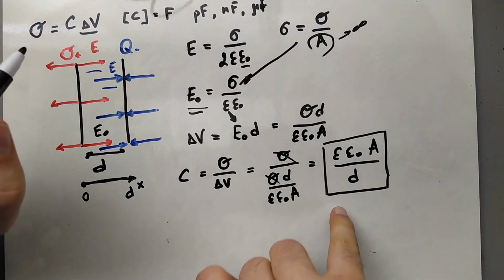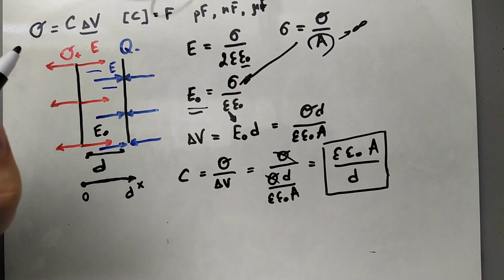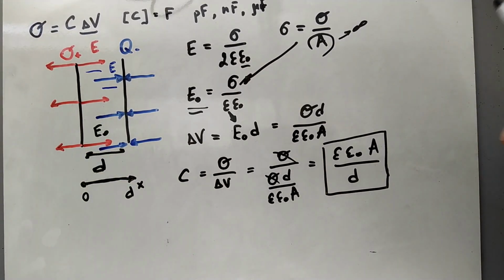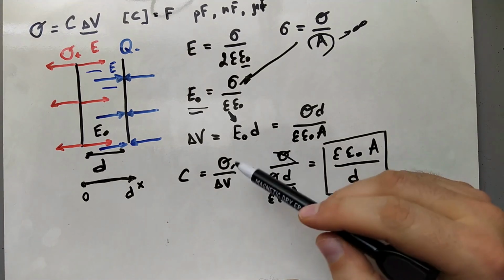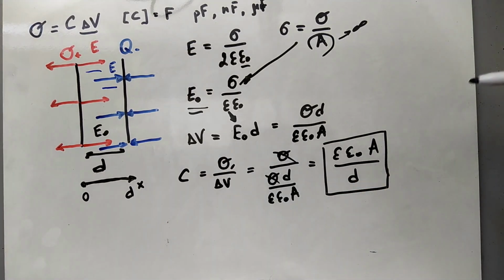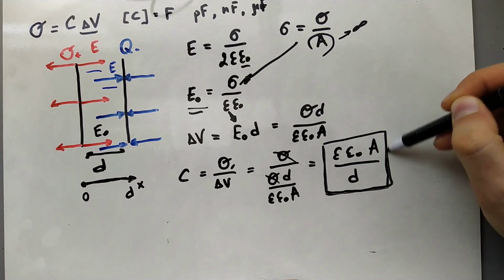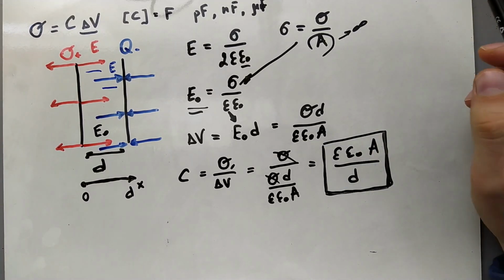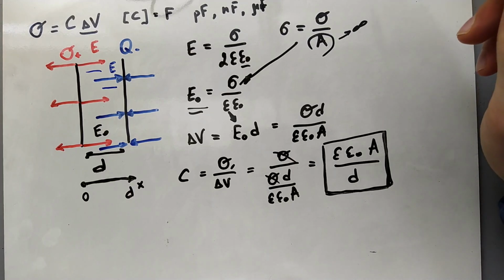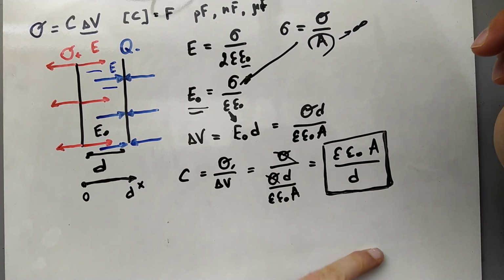So let us discuss this a little bit. Here we see that the amount of electric charge, Q, which is accumulated by the capacitor, is not in this equation. So capacitance does not depend on the amount of electric charge which is already accumulated.